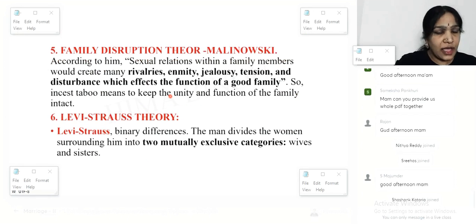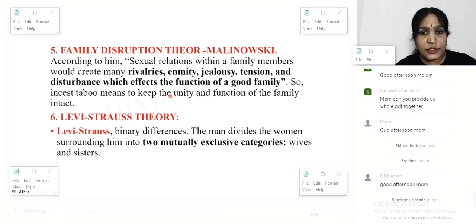Levi-Strauss theory, I will repeat. Levi-Strauss spoke about binary. Binary means what? Two. Bhavna Sharma, what is binary? Two. Binary opposition means two opposites. In the same way, the human brain will recognize the girls. For example, a man's mind will categorize the girls as marriable and unmarriable. So a man's brain will recognize his parallel cousin as unmarriable, because his brain is recognizing her as a sister. That is Levi-Strauss theory.